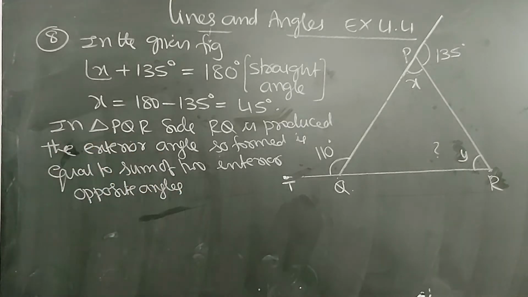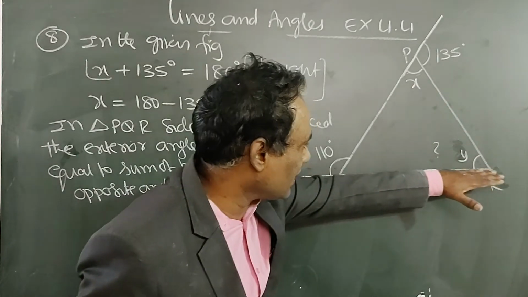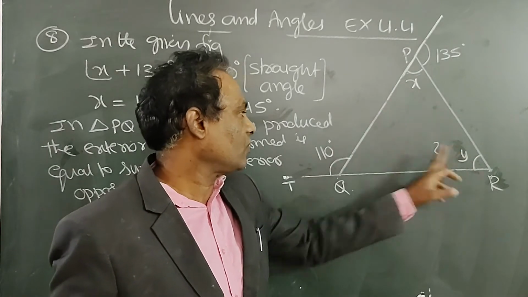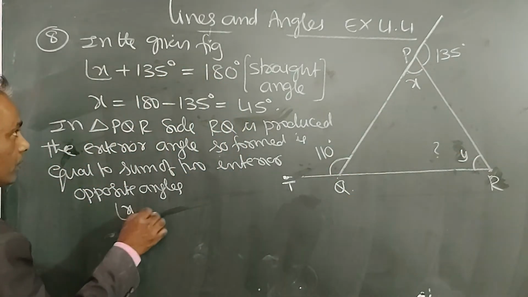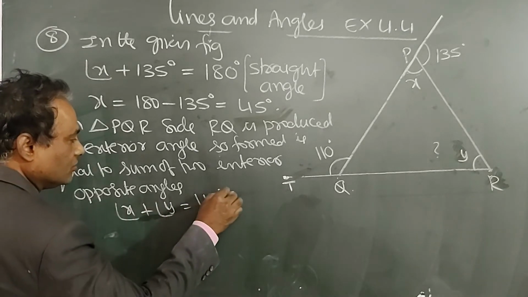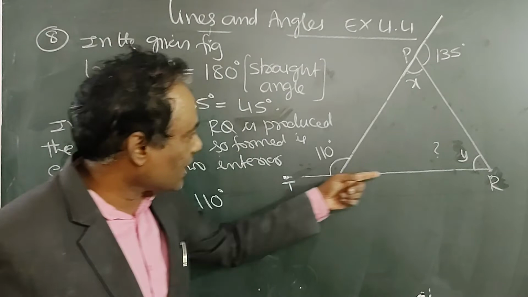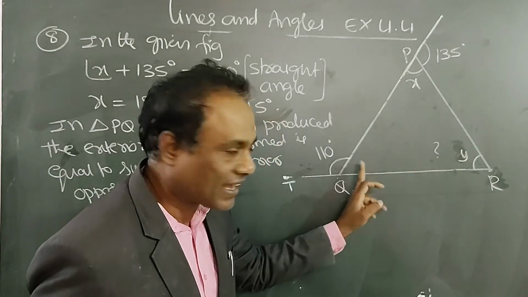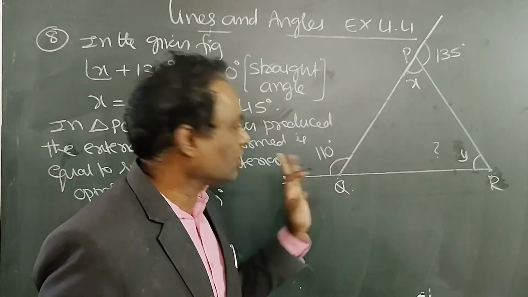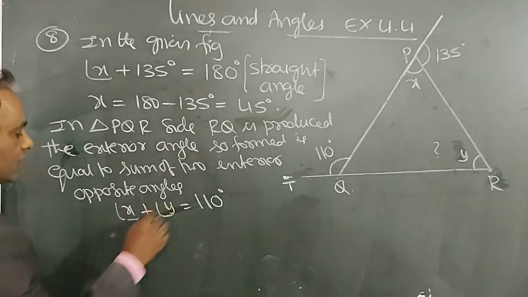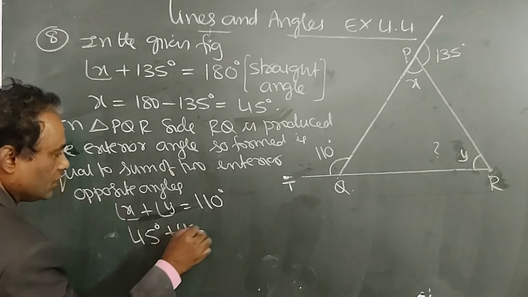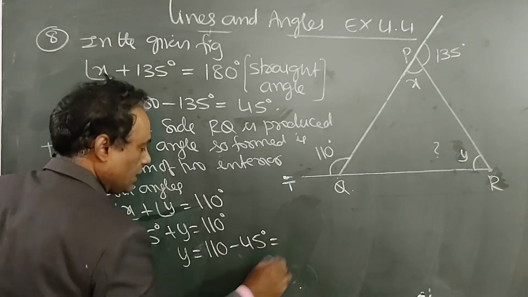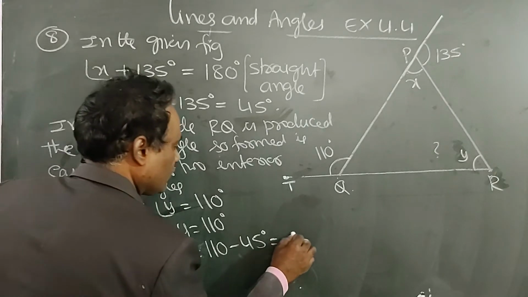In the previous problem also we applied this concept. So, see in this triangle, this side is produced. This exterior angle is equal to the sum of two interior opposite angles. Angle x plus angle y is equal to 110. Opposite angles, not this angle. These two, the sum of these two is equal to this. So, x we already got as 45, plus y is equal to 110. So y is equal to 110 minus 45, which is 65.